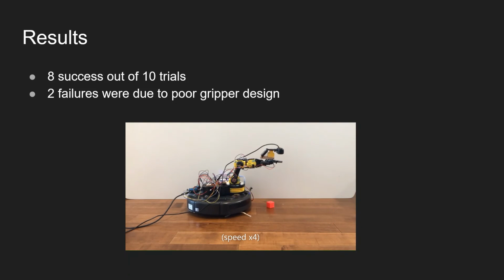I obtained 8 successful attempts out of 10 trials. As seen in the video, even in failure cases, the robotic arm navigated the end effector to the object position successfully. Therefore, those failures can be avoided by improving the gripper design, which is a good task for future work.